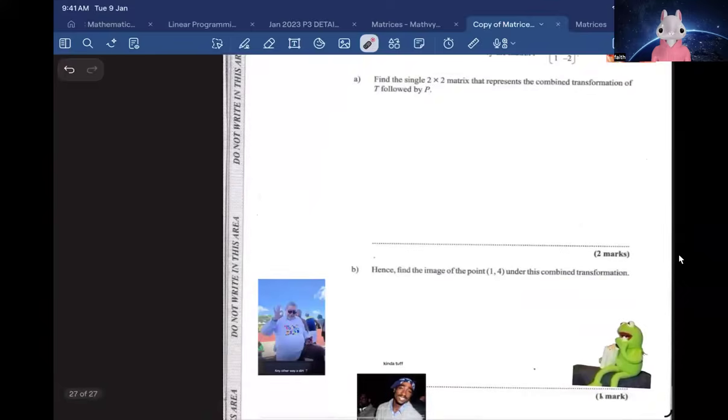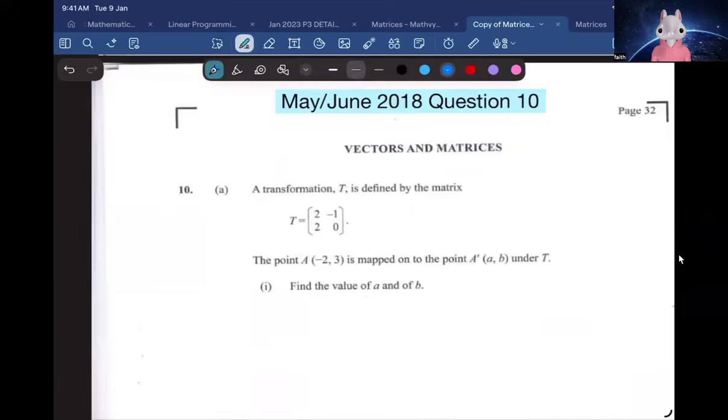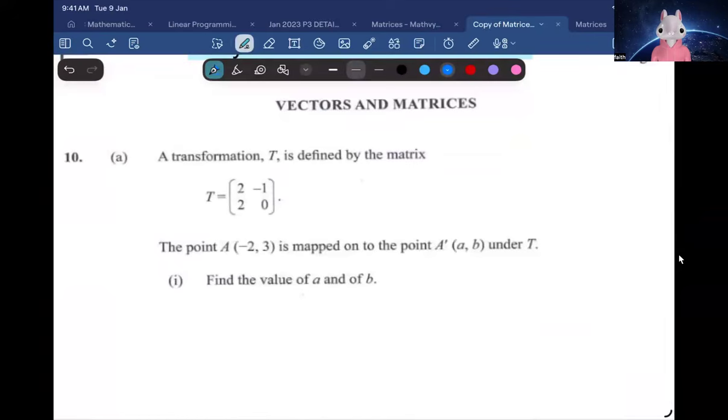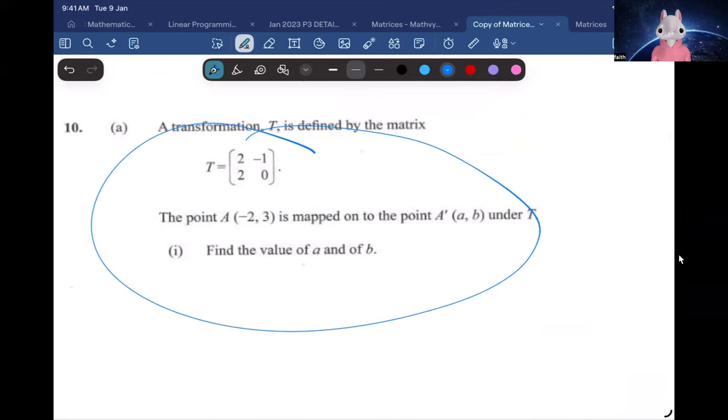Let's do this one quickly. A transformation T is defined by the matrix, right? The point A(-2, 3) is mapped onto the point A'(a, b) under T. Find the values of a and b, right? So guys, this is a way to figure out the what here. What do you think they want us to figure out in part 1?